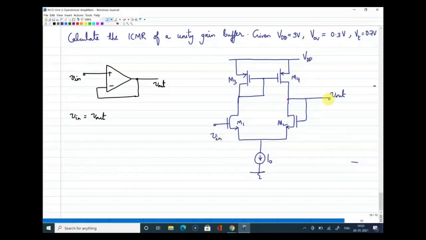All right, so can you calculate what is ICMR now? Can I get some response? So what is ICMR? Input common mode range. So when we say it is a range, we have two values. One is ICMR minus and another one is ICMR plus. Right. So what is ICMR minus?